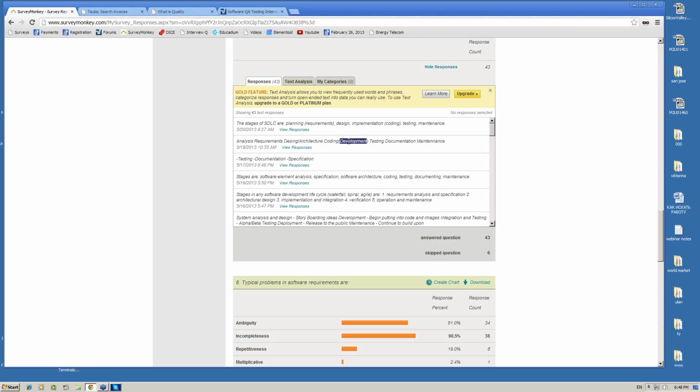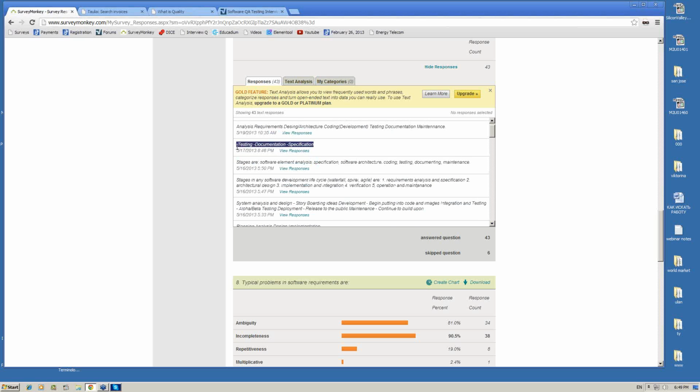Coding / development / implementation, testing, documentation, maintenance, perfect. Testing, documentation, specification, I mean, real bad, real bad. There is no cycle here. What specific? I mean, total failure. Stages are software element analysis, good. Specification, okay, which means the requirements here. Architecture, coding, testing, documenting, maintenance, good. Stages in any software development life cycle: waterfall, spiral, agile, R.